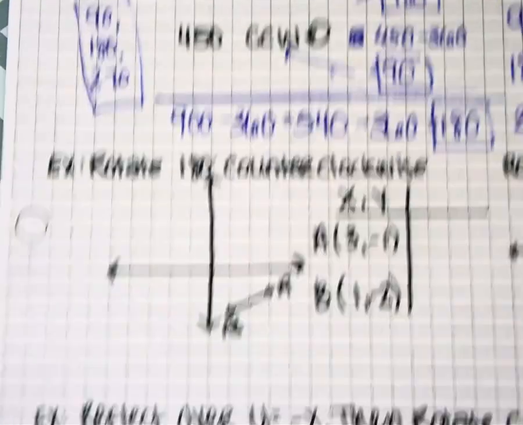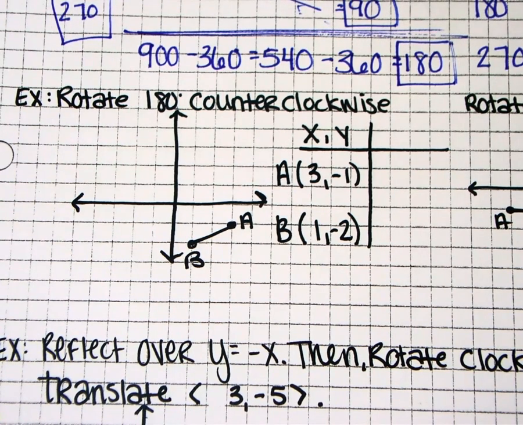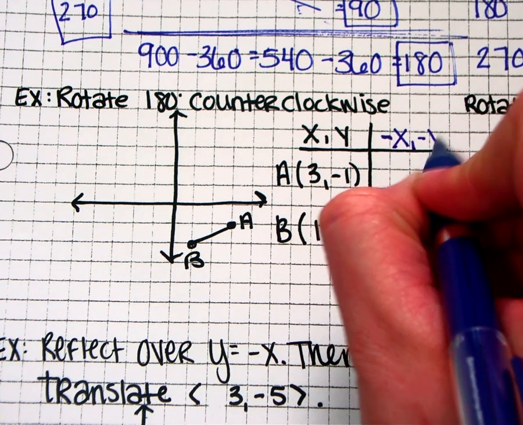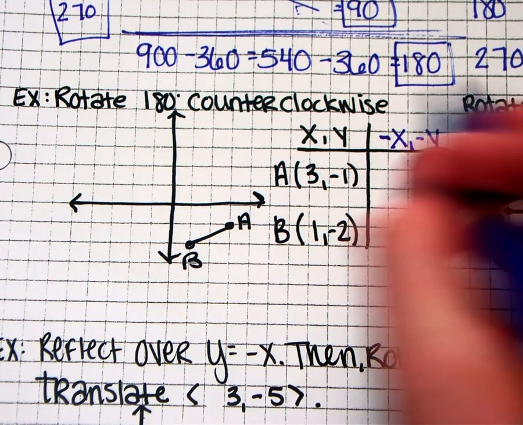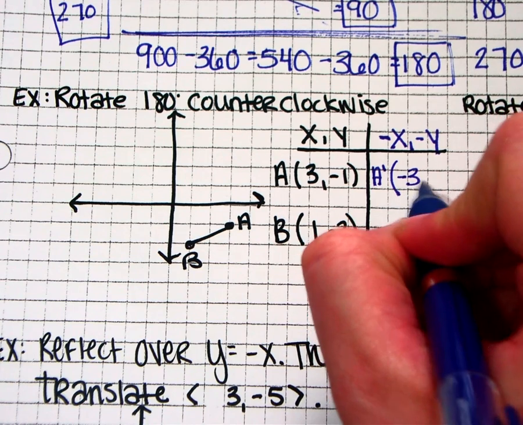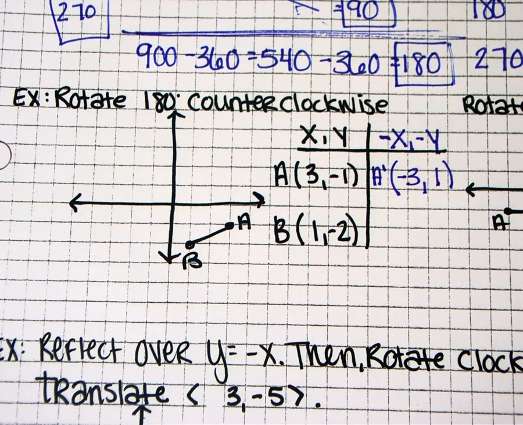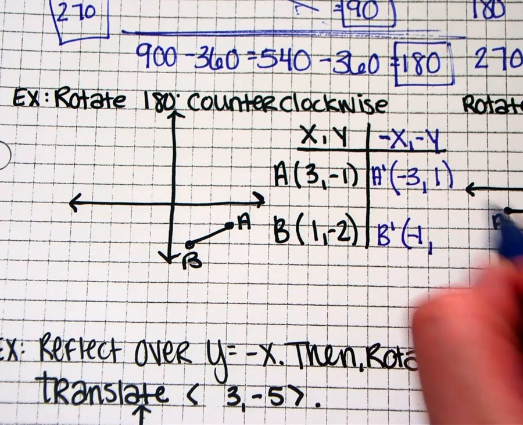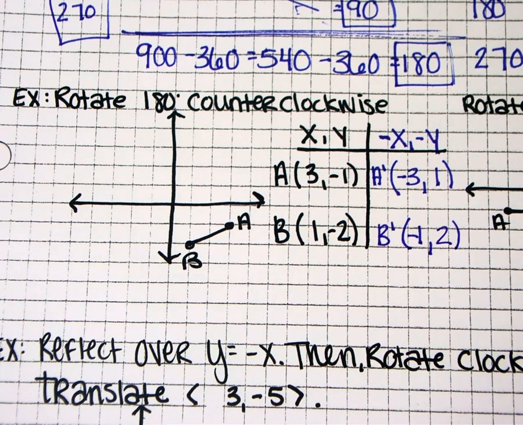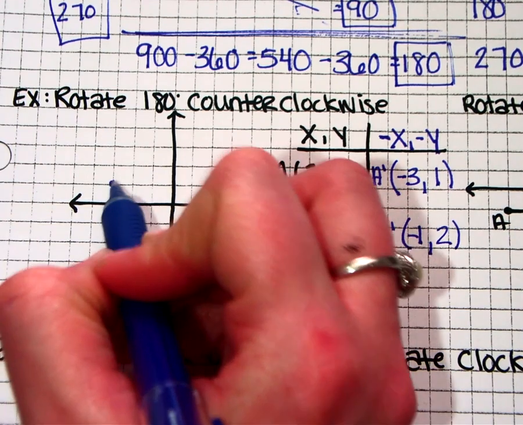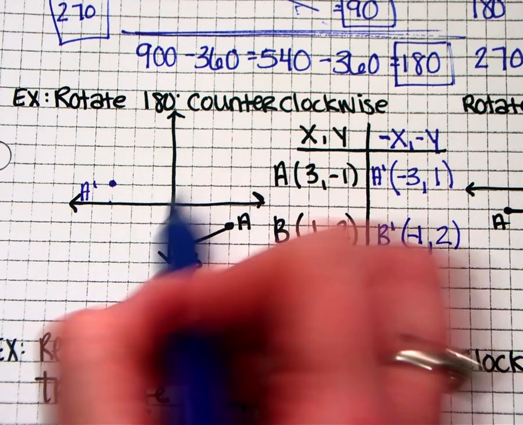Okay, so let's go ahead and practice some of this. The first thing is we want to rotate 180 counterclockwise. The counterclockwise 180 rule is negative x, comma, negative y. So what that means is all of my x values are going to become the opposite. So 3 becomes negative 3, my y becomes positive 1. B prime, the opposite of 1 is negative 1, and the opposite of negative 2 is 2. So now we're going to graph it. Negative 3, 1: 2, 3, up 1. That's A prime. B prime is negative 1, up 2.